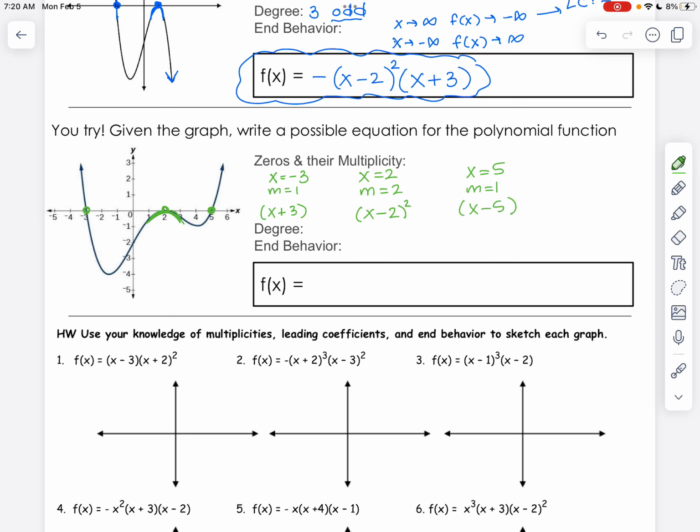Now I'm seeing I have a degree of 4, which is even. Both ends point up, which is what we expect. And I know it's a degree of 4 because I add those multiplicities. And for the end behavior, if I look, the leading coefficient I know must be positive because the right side points up. So when I put this together in factored form, I get x plus 3 times x minus 2 squared times x minus 5. And there's my final factored form.